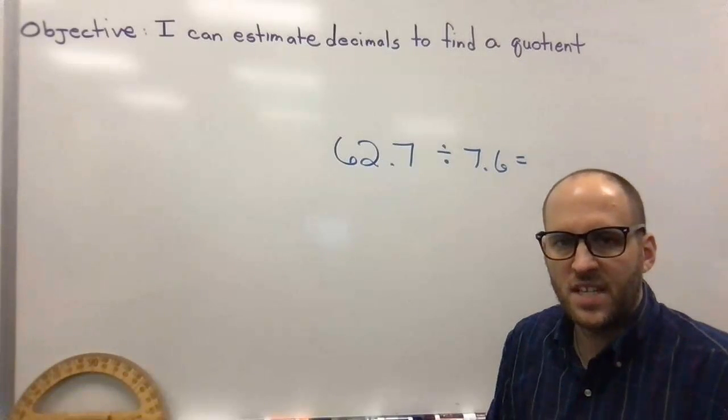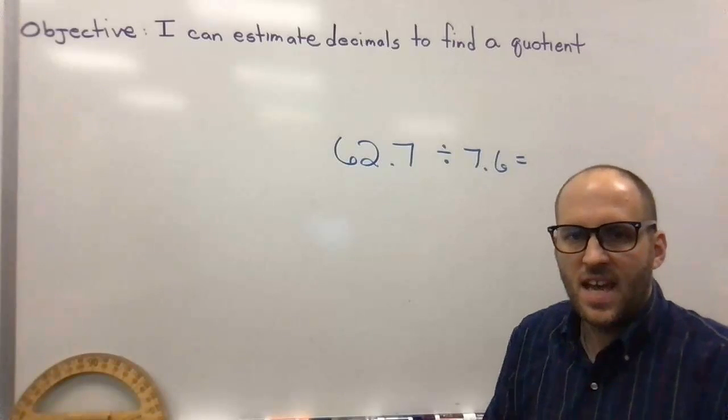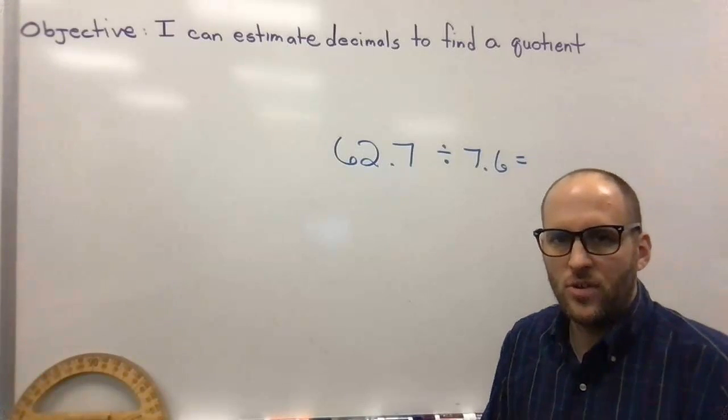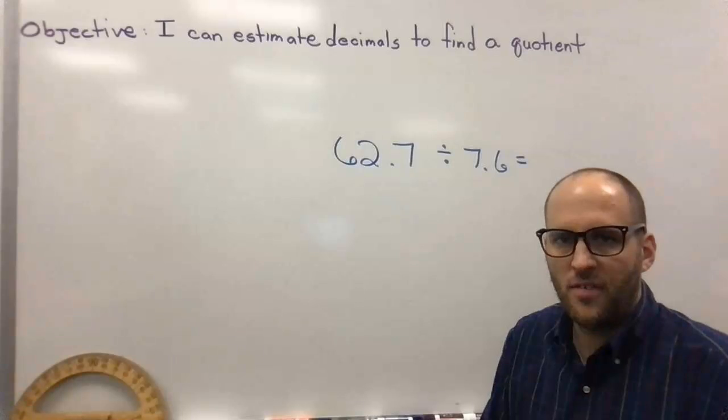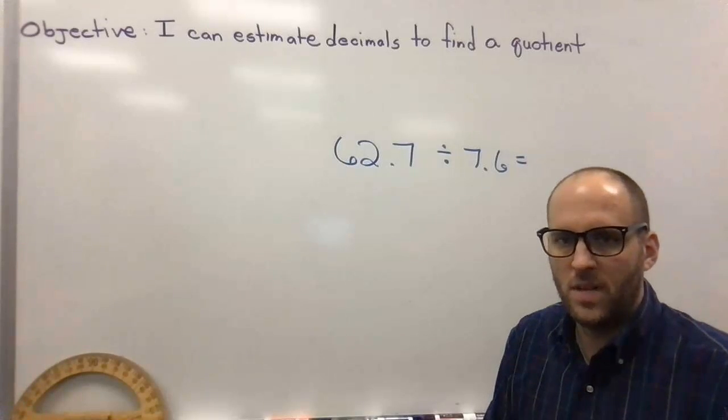All right, friends, we have 62 and 7 tenths divided by 7 and 6 tenths. Let's estimate our numbers and use compatible numbers to try to find what the estimate to this quotient would be.